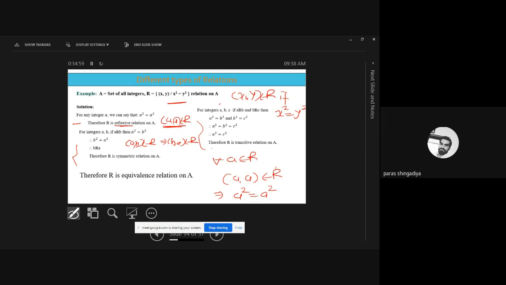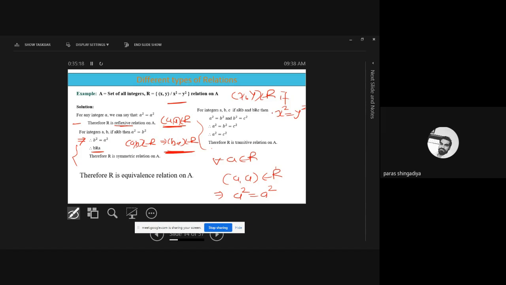Both are equal, so we can easily interchange any value. So that is also the same as B square equal to A square, means B R A, means (B, A) belongs to R. So for every such (A, B) belonging to R, (B, A) is also part of the relation. Therefore it is symmetric.